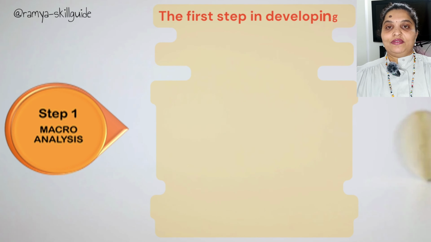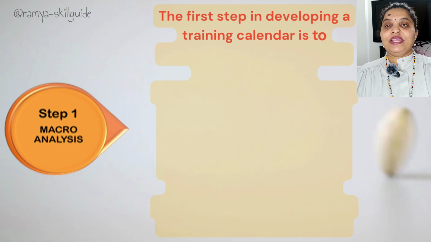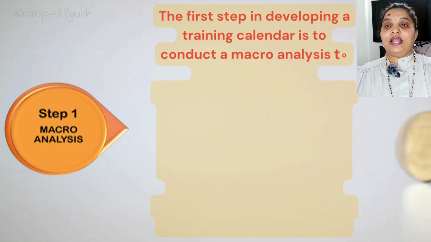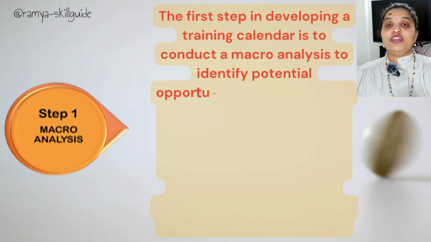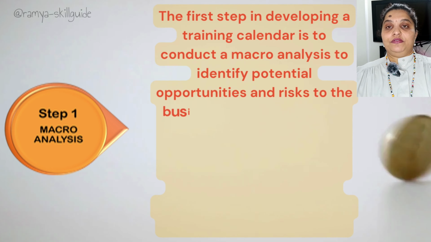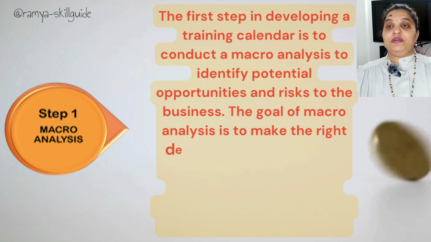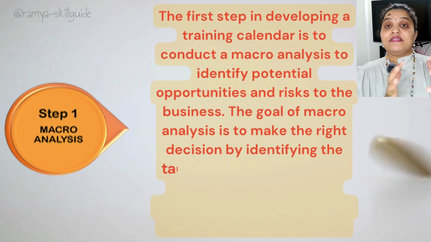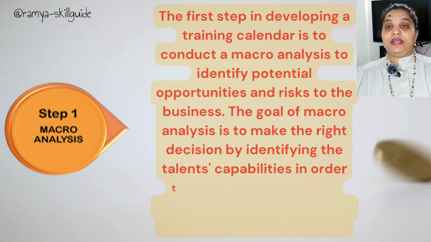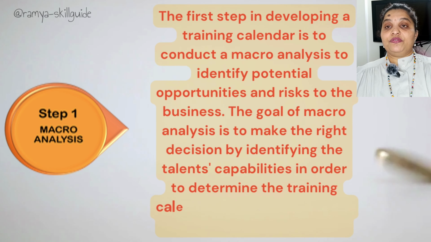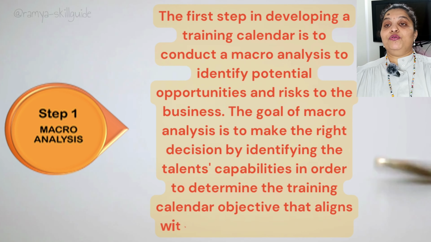Step 1. Macro analysis. The first step in developing a training calendar is to conduct a macro analysis to identify potential opportunities and risks to the business. The goal of the macro analysis is to make the right decision by identifying the talents, capabilities in order to determine the training calendar objectives that aligns with the organization's goals.